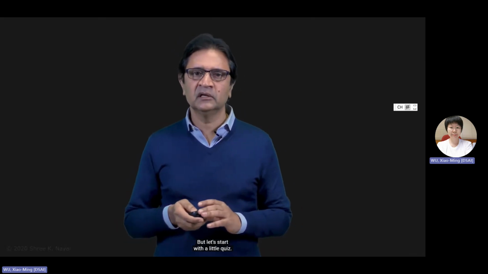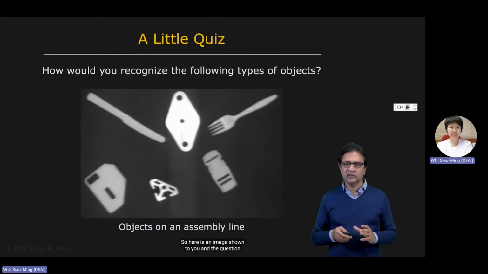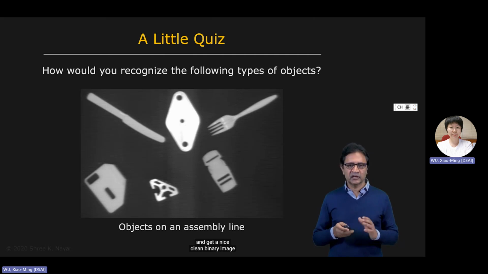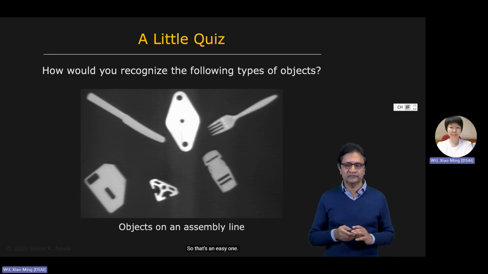But let's start with a little quiz. So here is an image shown to you, and the question is, what technique would you use to recognize the objects in this image? But this is a fairly simple one. We know from our lecture on binary image processing that we can probably apply a threshold to this image and get a nice clean binary image, and then compute the geometric properties of these objects in the binary image to recognize them, to find their orientation and their position as well. So that's an easy one.